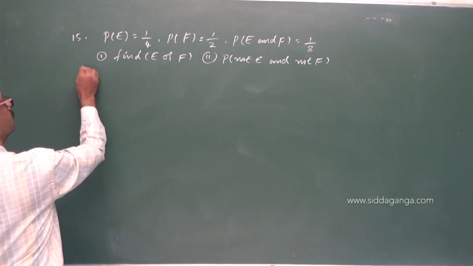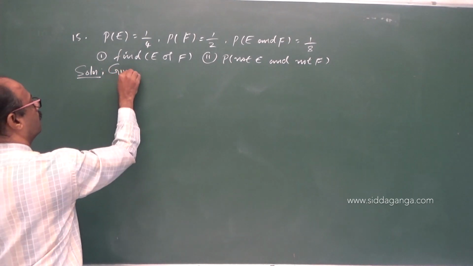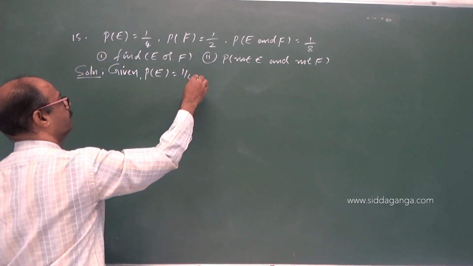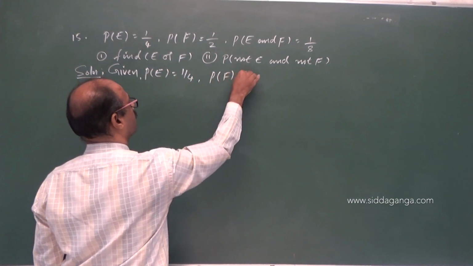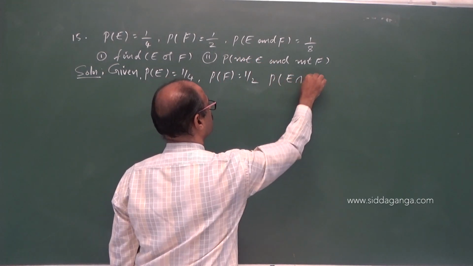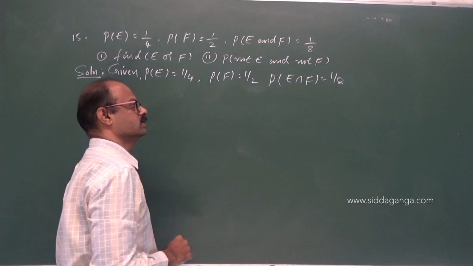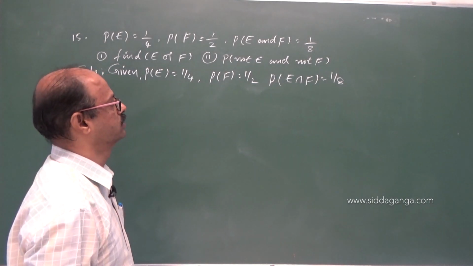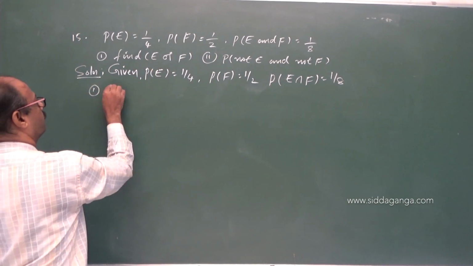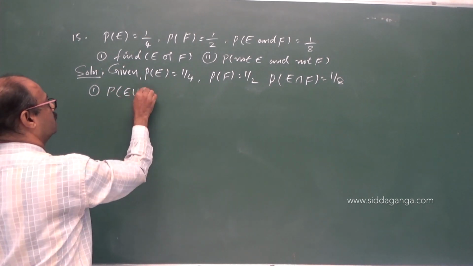Solution. Given P of E is equal to 1 by 4, P of F is equal to 1 by 2. This is P of E intersection F. And means intersection. So, 'and' is replaced by intersection. Intersection means and. They have given it as 1 by 8. Look at the first problem. Problem is to find P of E or F, that is union.